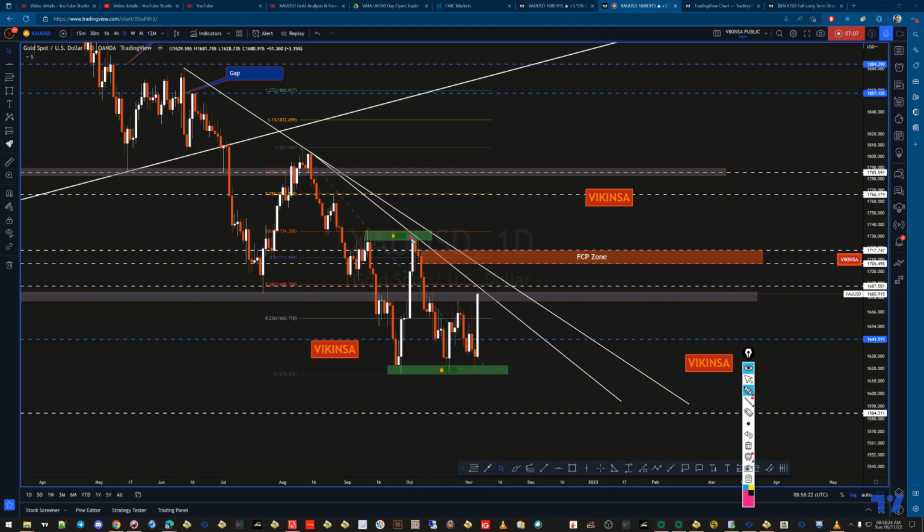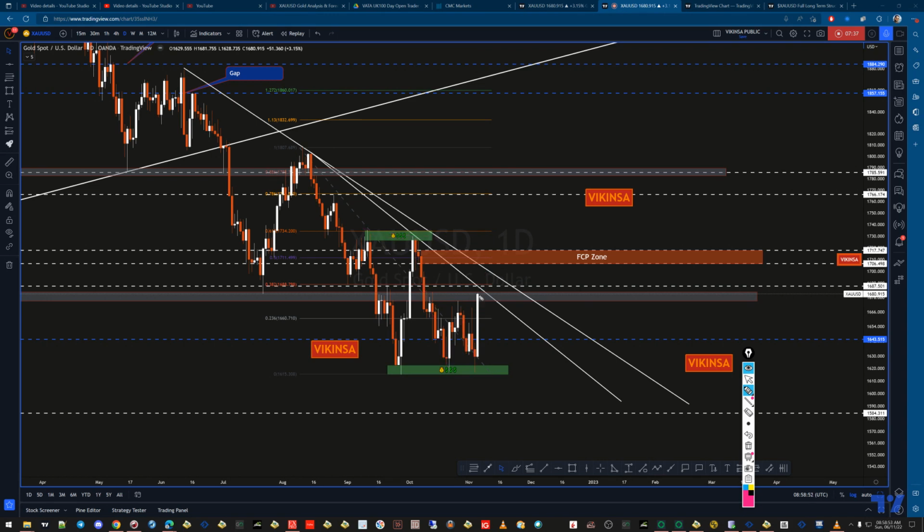However, you will notice that if that level is cleared, we will have a W pattern here. Okay, and that W pattern is probably going to push it to the next trend line and possibly into this FCP zone, which runs between 1706 and 1717, approximately that level. And it can actually go slightly higher as well, to go beyond this liquidity zone, which is around 1734, approximately there. Okay, so these are all the things.